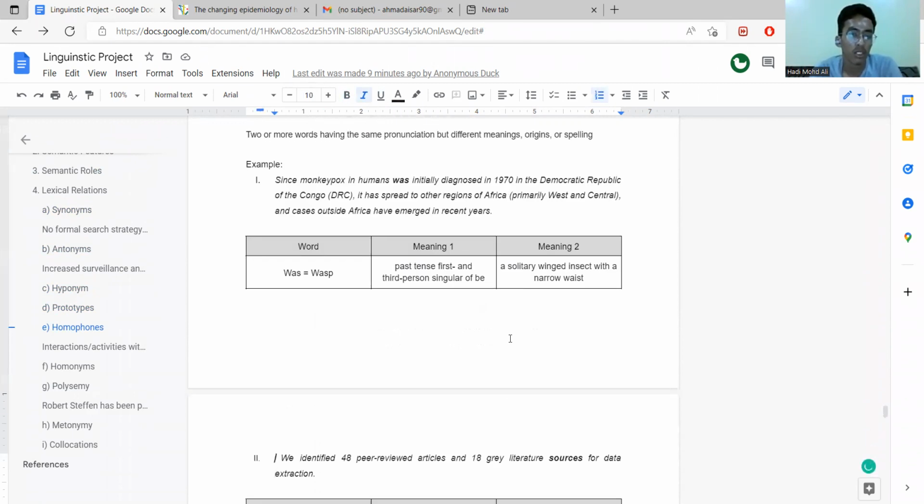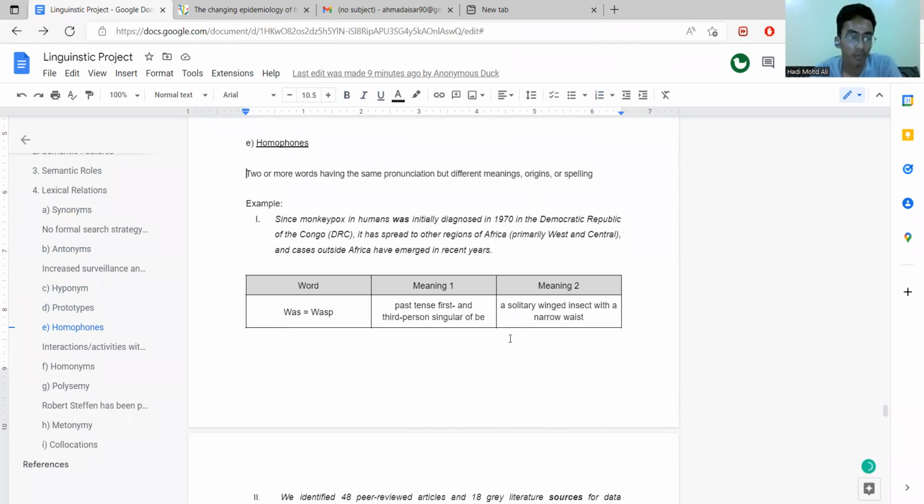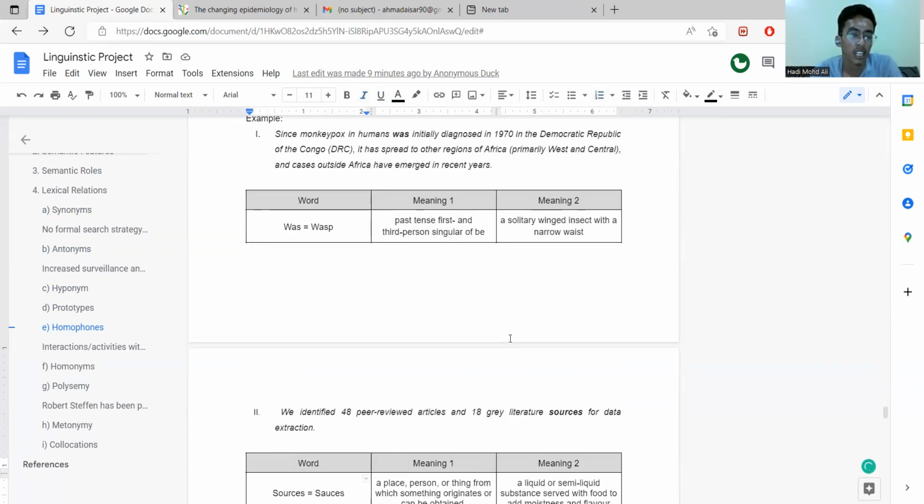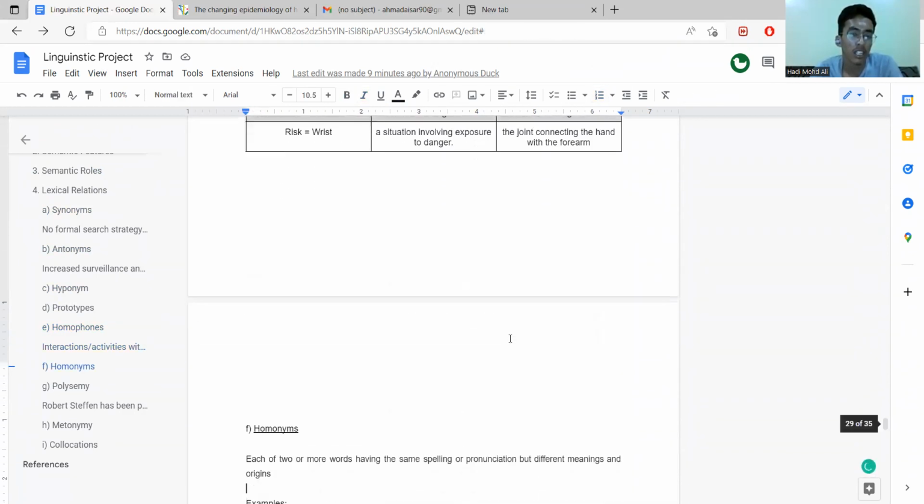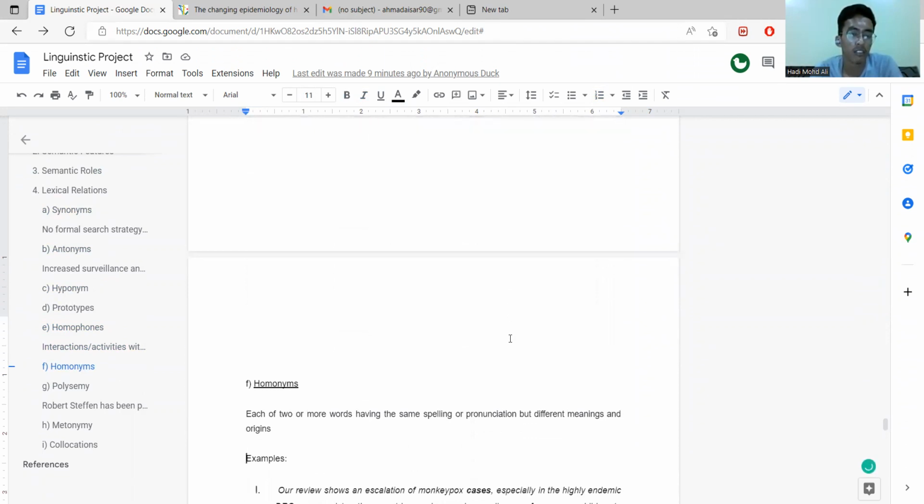Moving on to the homophones: two or more words having the same pronunciation but different meanings, origins, or spelling. For example, the word was has the same pronunciation as the word wasp, but both of them have a different meaning, which is that was is the past tense for first and third person singular of be, while wasp is a solitary winged insect with a narrow waist. The same goes to the second example, which is source, the third example, age, and the fourth example, which is risk. All of them have the same pronunciation, but exactly different meanings.